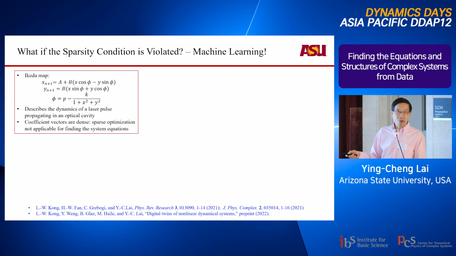This is a simple model, as you probably know from chaos and nonlinear dynamics. It's the Ikeda map, a 2-dimensional map which describes the dynamics of a laser pulse propagating in an optical cavity. If you look at this structure, x and y are the dynamical variables, and then we have a phi here. Phi is a phase, and this phase depends on the dynamical variables in such a way. Now, imagine when you want to expand this kind of function into a power series of x and y. Every single term will be there. So this is a dense coefficient matrix, and therefore sparse optimization is not applicable for finding the system equations.